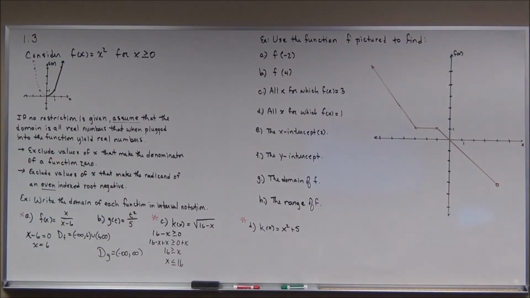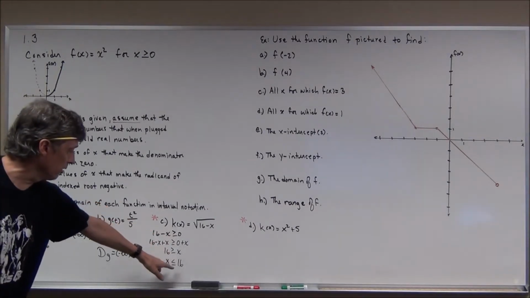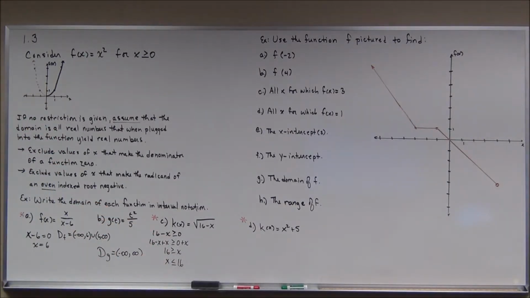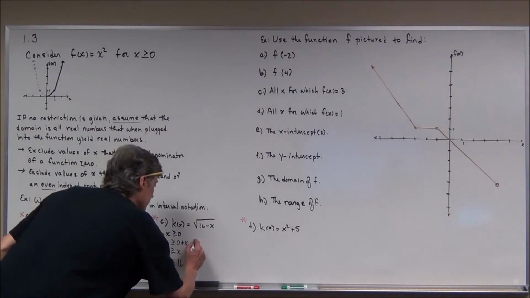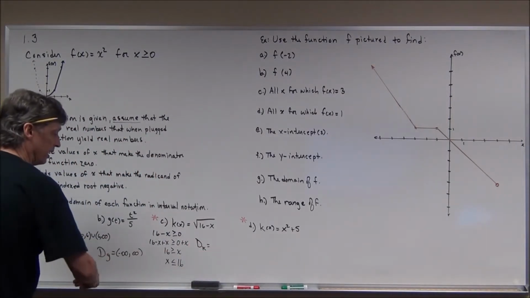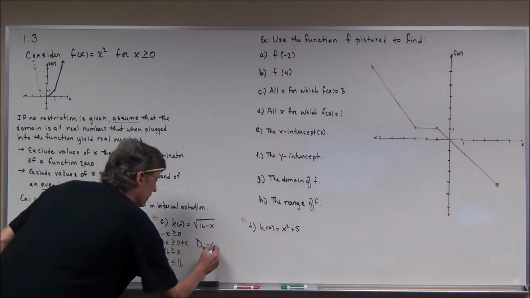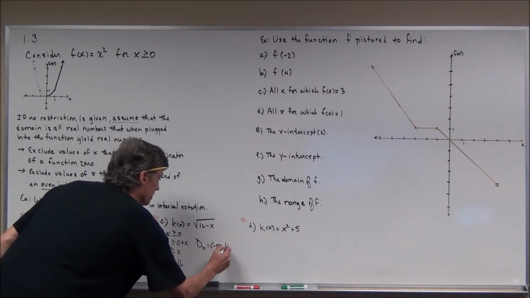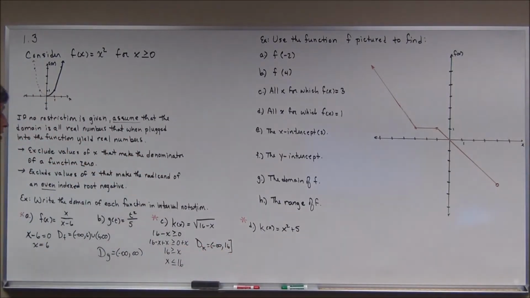Which means for this to stay greater than or equal to 0, x has to be less than or equal to 16. So the domain of this function k would be 16 on down, or from negative infinity to 16, including 16, because I can't have the square root of 0.